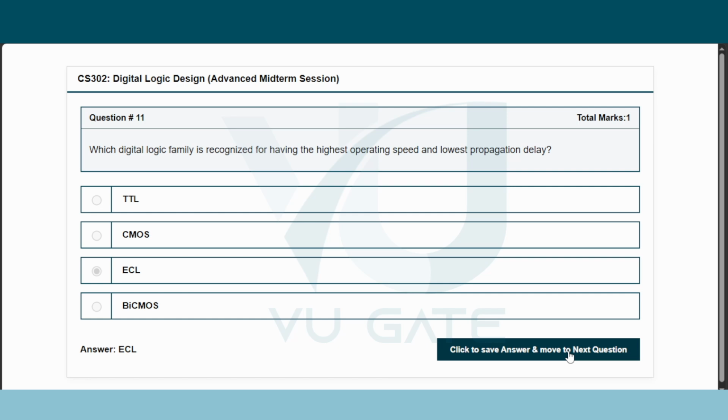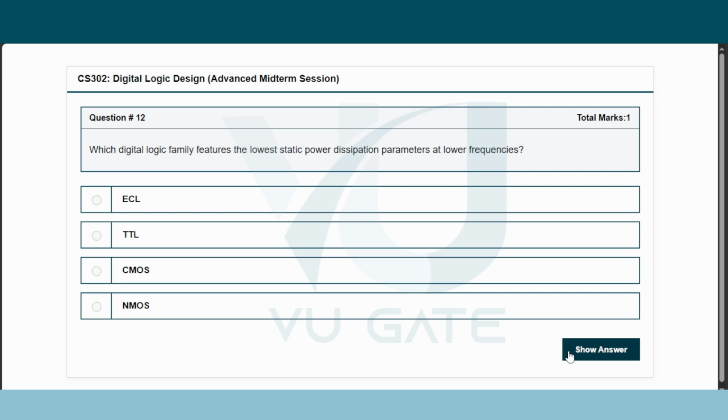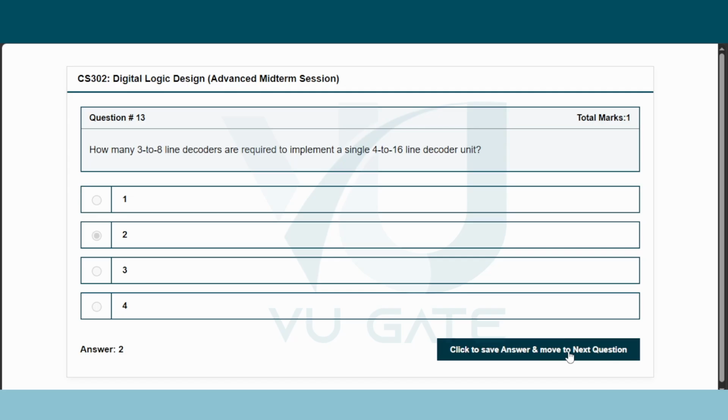Now for question 12. Which digital logic family features the lowest static power dissipation parameters at lower frequencies? The correct answer is CMOS. Let's look at the 13th question. How many 3 to 8 line decoders are required to implement a single 4 to 16 line decoder unit? The correct answer is 2.